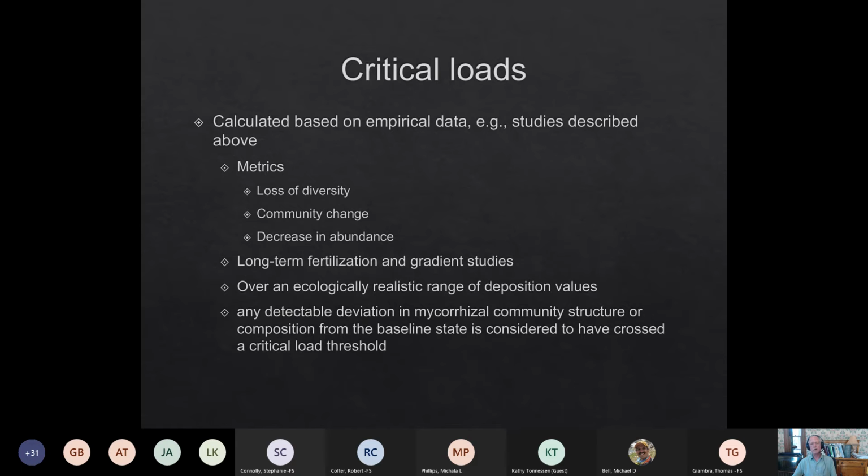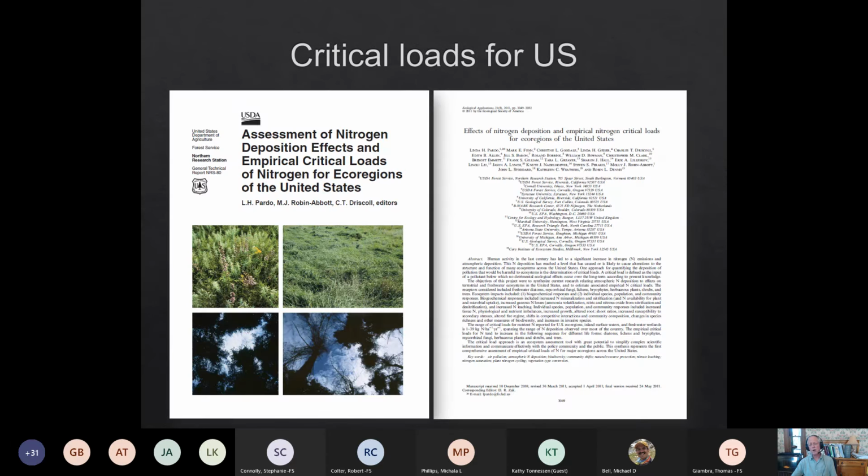So you all know what critical loads are. These are empirically based in our case. And the metrics we use for coming up with them are loss of diversity and community change. And those are the primary ones, and then the lesser ones where if there's no information, we also used changes in abundance or biomass of the fungi as a secondary indicator. We used long-term fertilization and gradient studies over realistic ranges of gradients and deposition values. And deviations in mycorrhizal community structure or composition from the baseline is considered to have crossed a critical load threshold. These were all incorporated into the previous critical loads work led by Linda Pardo, where Edie Allen, who is Michaela's advisor, and I were involved with that process from the mycorrhizal side.